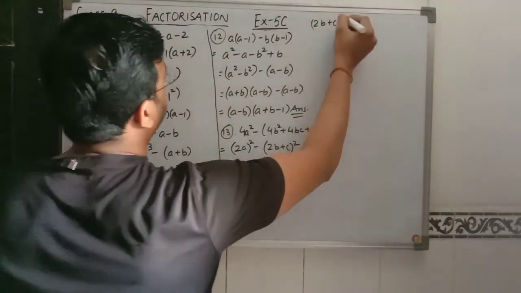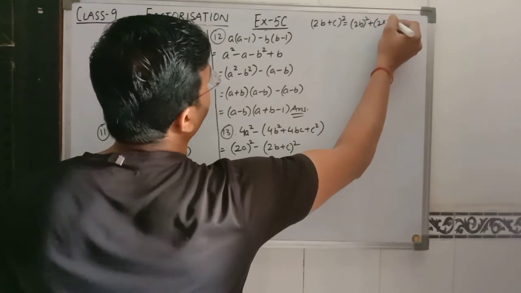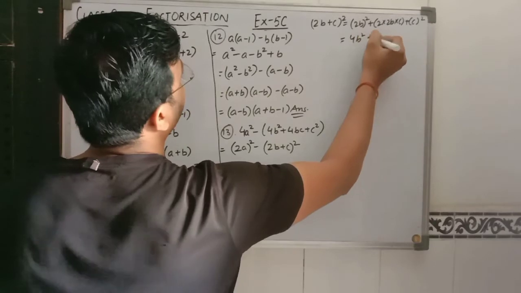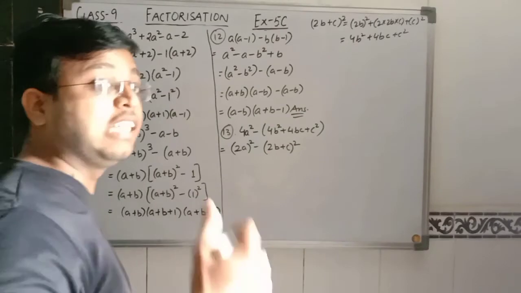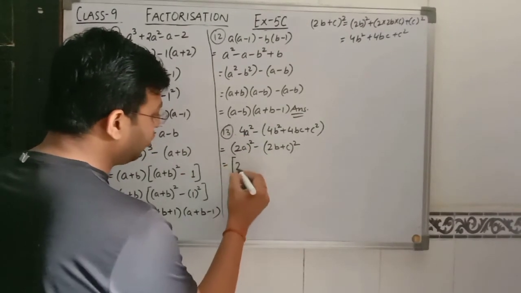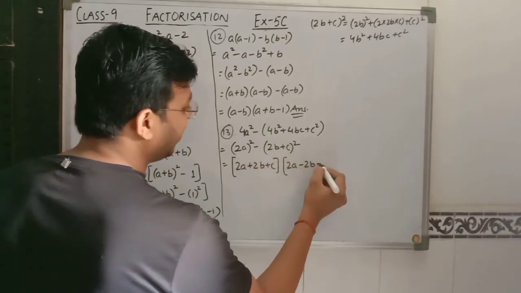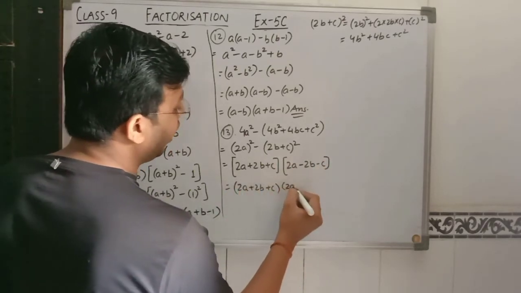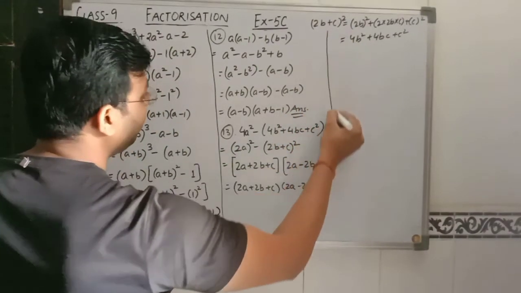If you open 2b plus c whole square, like a plus b whole square, the answer is a square plus 2ab plus b square. So when you solve it, the answer will be 4b square plus 4bc plus c square, and all the same terms are here. So we have to apply those identities also. Now this is acting as a, this is acting as b. In the first bracket a plus b, in the second bracket a minus b. So now just solve it. 2a plus 2b plus c and 2a minus 2b minus c. So that is the final answer of question number 13.